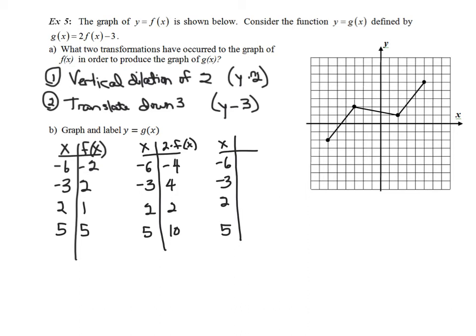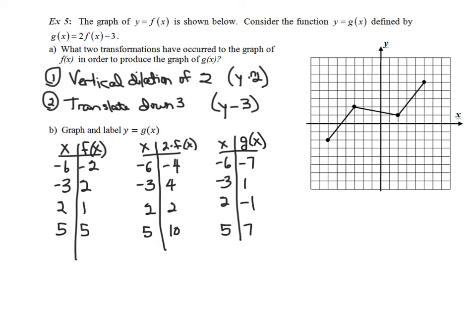And our y column in this table will have to subtract 3. So -4 minus 3 would be -7. 4 minus 3 would be 1. 2 minus 3 is -1. 10 minus 3 is 7. So this is the table of values for our new function g of x.